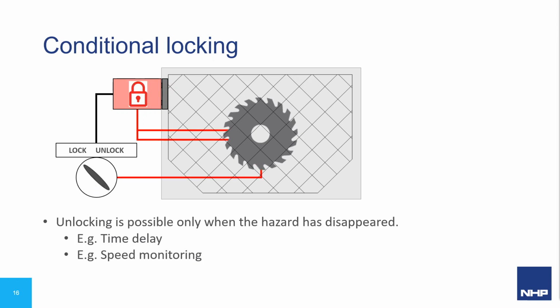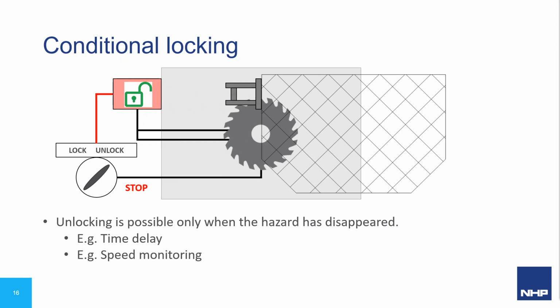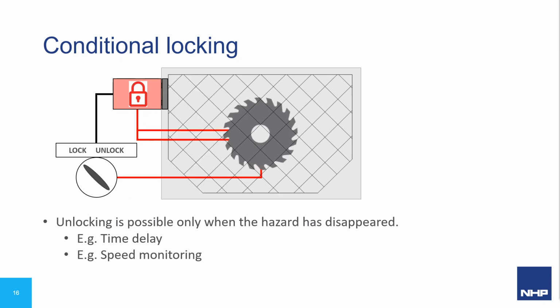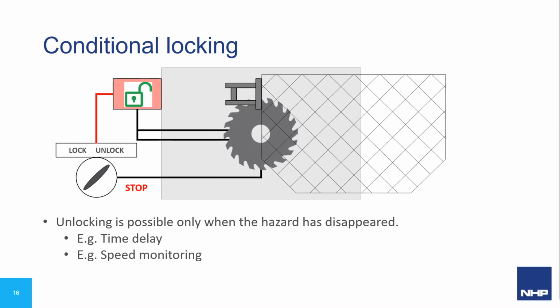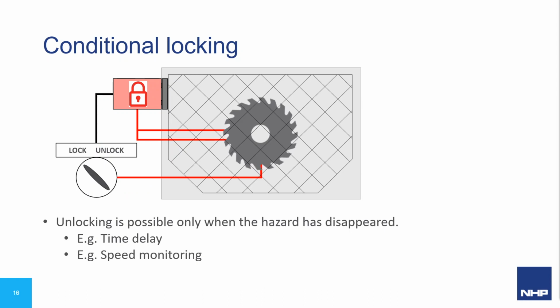For conditional locking, when the switch is set to unlock, a stop command is given to the machine before the guard locking switch is energized. Only once the machine has slowed down sufficiently is the unlock signal produced and the guard can be opened. How you know when the machine has slowed down sufficiently can be done by external monitoring, such as direct speed monitoring or indirect back EMF monitoring, or by putting in a sufficient time delay.